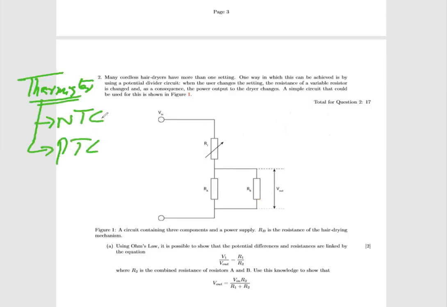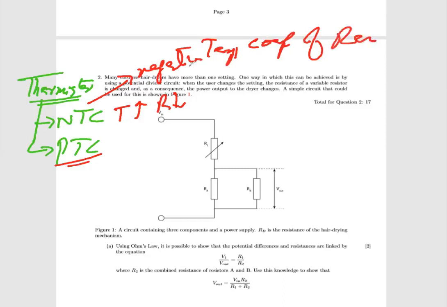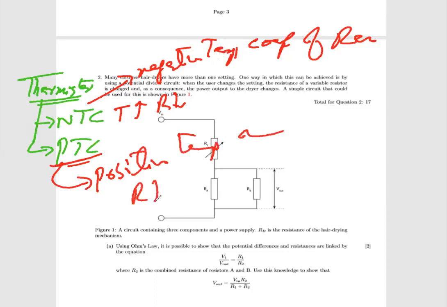In NTC, if you increase the temperature, your resistance will get decreased, and simply your current will get increased. NTC is the negative temperature coefficient of resistance. Negative means that if you increase the temperature, your resistance will decrease. PTC is the positive temperature coefficient, which means if you increase the temperature, your resistance will increase. So this is PTC and this is NTC.